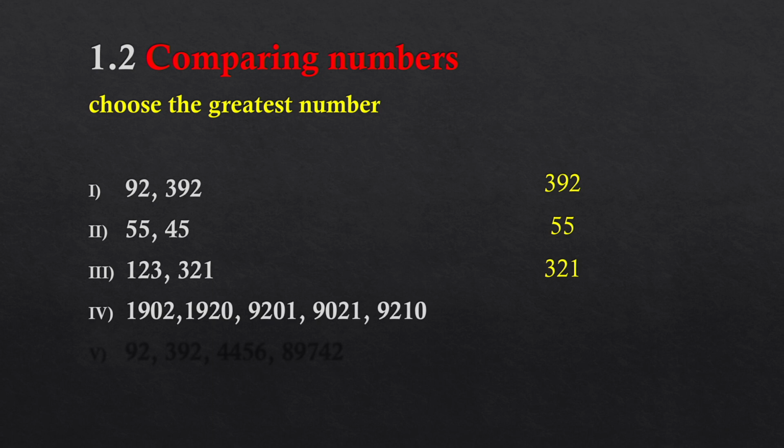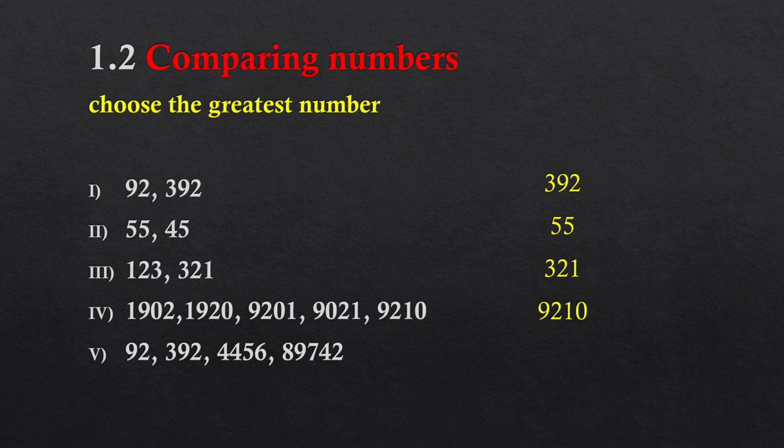Here it's a little bit confusing, no? That is 1902, 1920, 9201, 9021 and 9210. In this example, I think it's a little bit tougher for you. It's confusing? It's very simple. Just recall the place values. You will get the answer very easily. Yes, I think you are right. Yes, it is 9210. Let's move on to the next example.